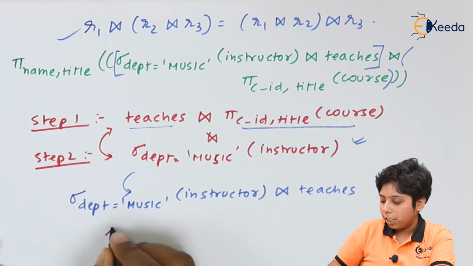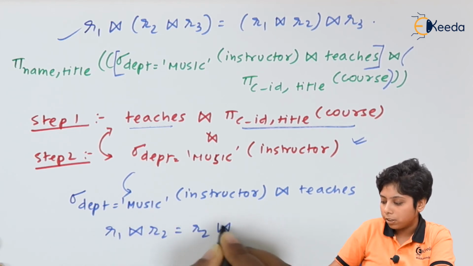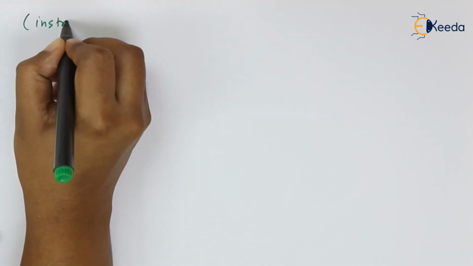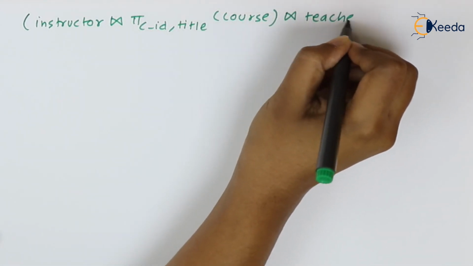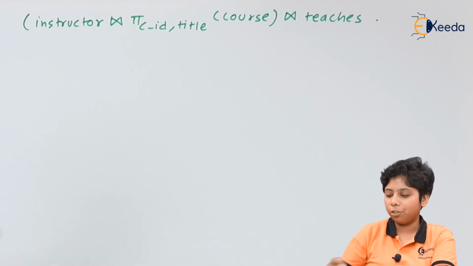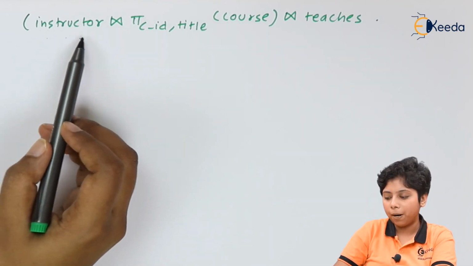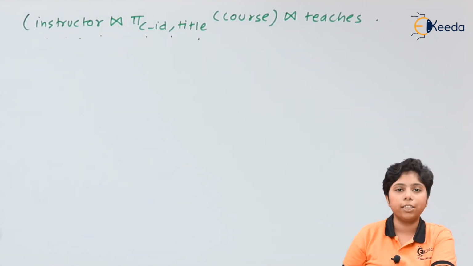So even if the condition is satisfied that R1 join R2 is equal to R2 join R1, the ordering of attributes is not mentioned. Thus, when we have no common attribute between the instructor and the course, that is, ID, name, department, salary, and course ID, title, credits on this course.